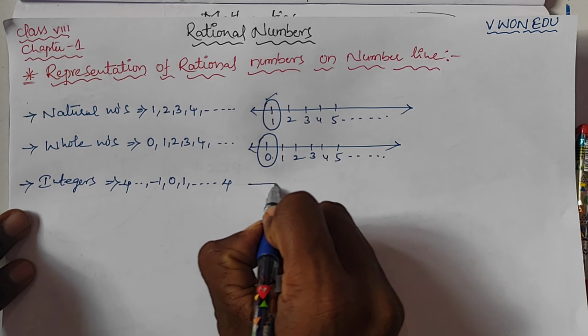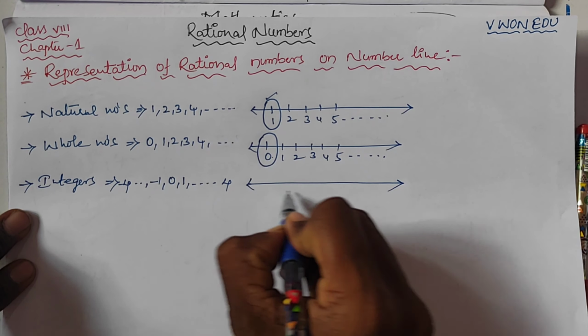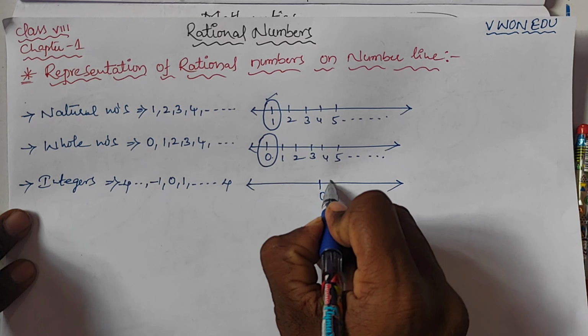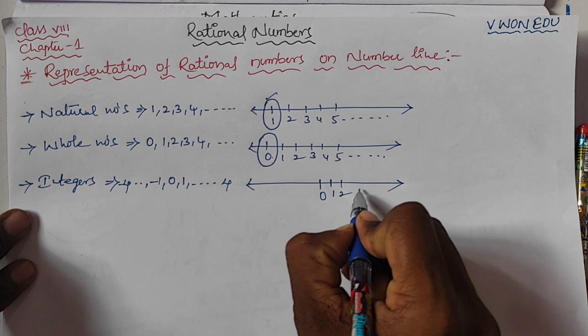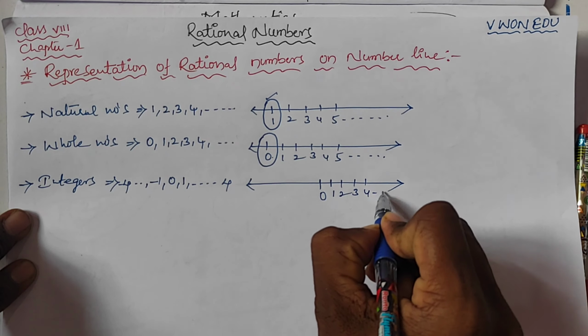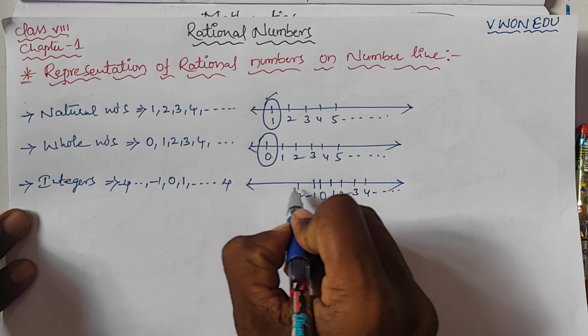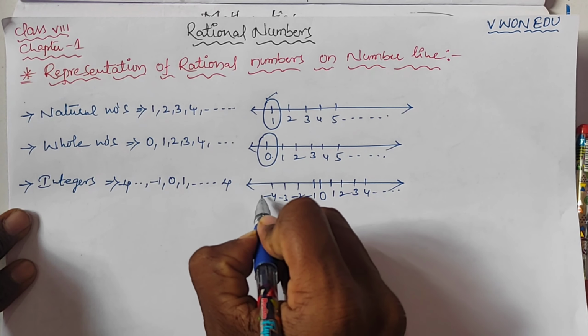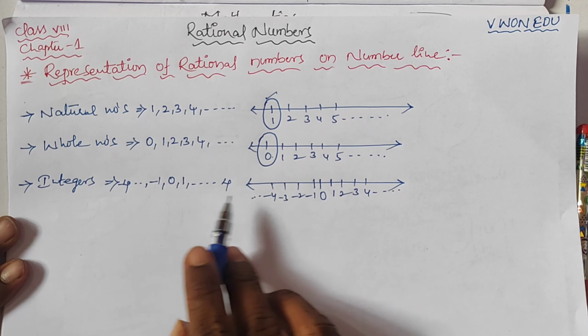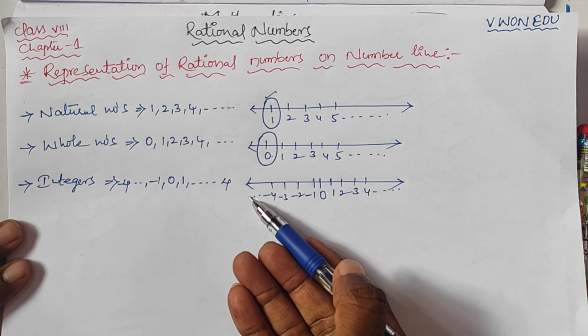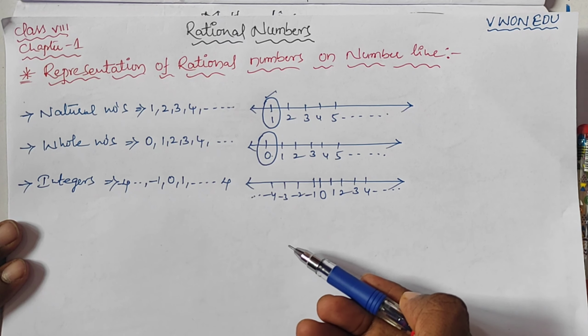Observe here on the number line, how will you represent the integers? From 0, on the right side we have positive numbers, nothing but plus 1, plus 2, plus 3, plus 4 and so on. And on the left side of 0, minus 1, minus 2, minus 3, minus 4 and so on. So in integers we can represent both the positive numbers and negative numbers including 0.